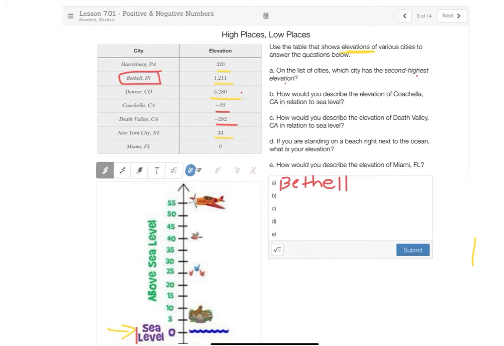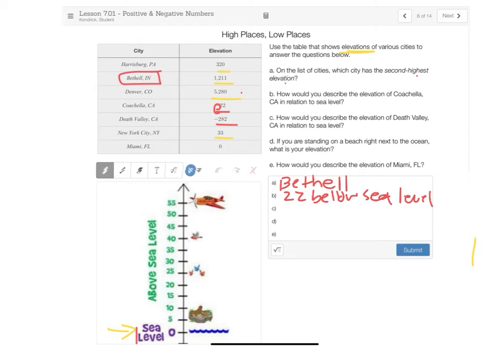How would you describe the elevation of Coachella, California in relation to sea level? So again, if sea level is at 0, Coachella is not just 22 feet away, but -22. So that means it would be 22 below sea level. Again, that negative represents below sea level, or below 0.